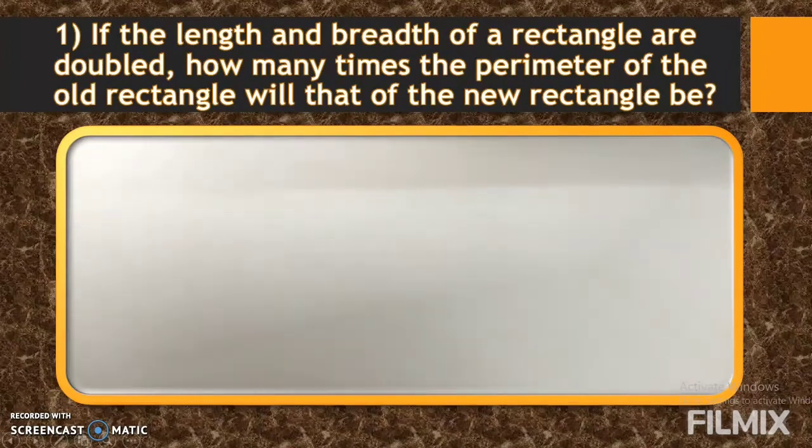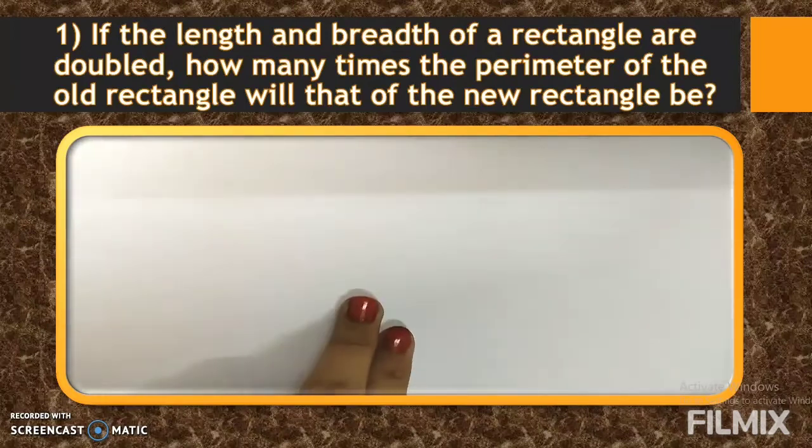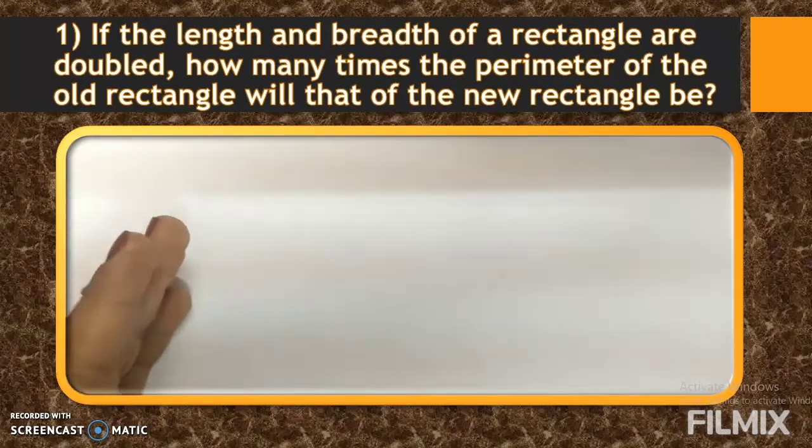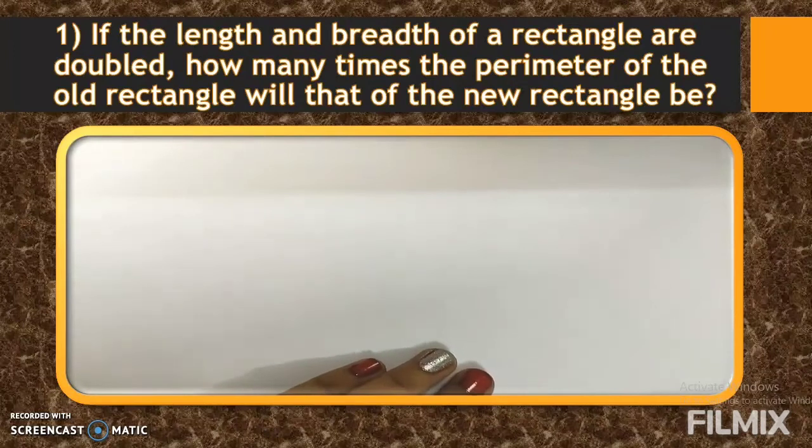Question number 1. If the length and the breadth of a rectangle are doubled, now they are saying that we have to double the length and breadth of the rectangle. Then they are asking how many times the perimeter of old rectangle will be that of the new rectangle. Means here they are talking about two rectangles. One is old rectangle and one is new rectangle. And they had given condition that if the length and the breadth of the rectangle are doubled.